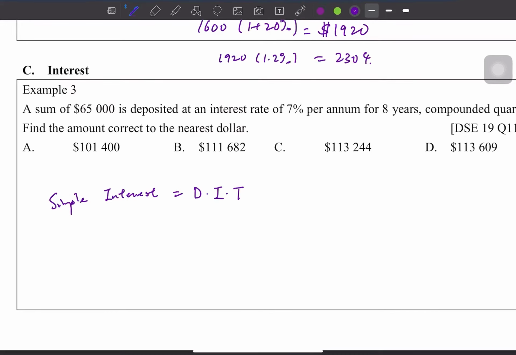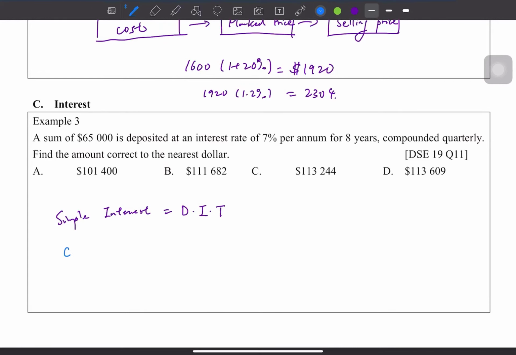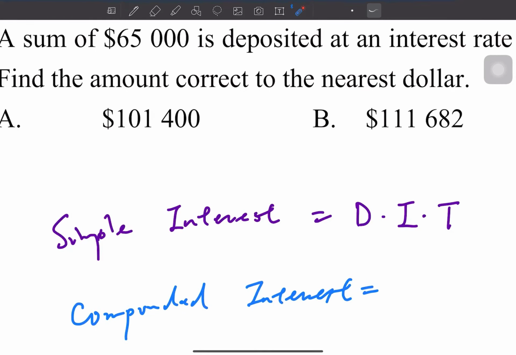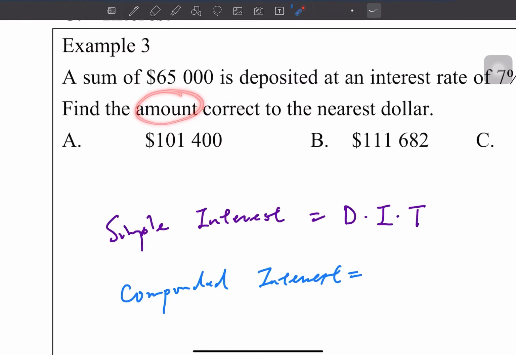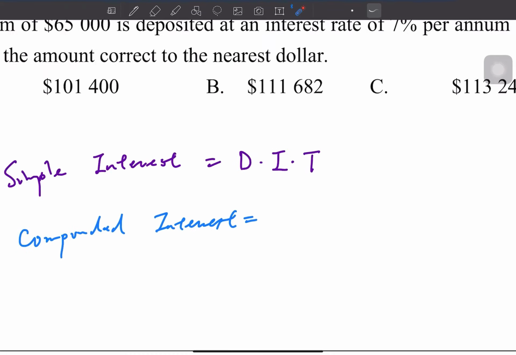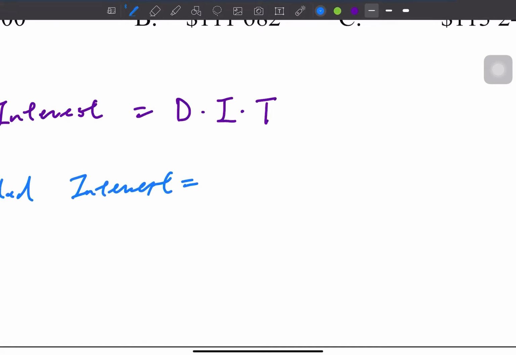But in DSE, the typical question is related to compound interest. So read the question carefully. Is the question related to simple interest or compound interest? Second thing, you also need to remember whether you need to find the amount or the compound interest. What is the formula of compound interest? It uses the deposit times 1 plus R percent over the smaller letter n.